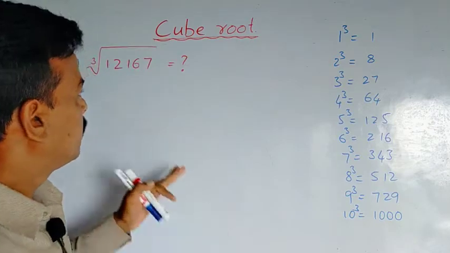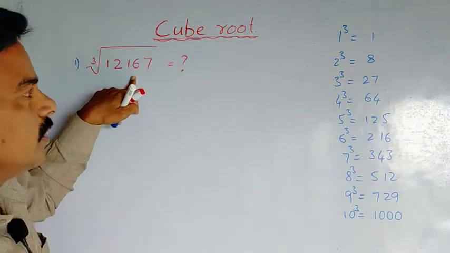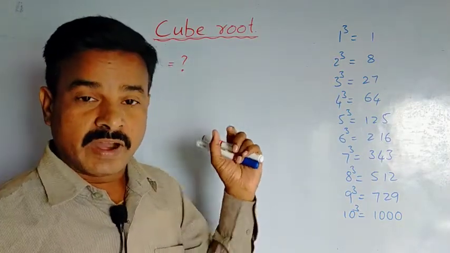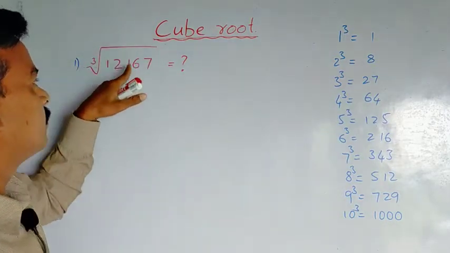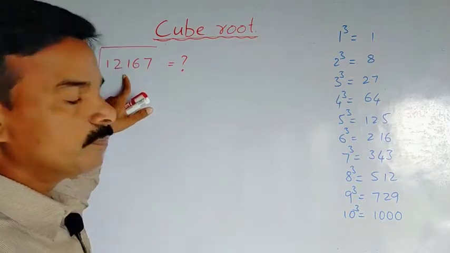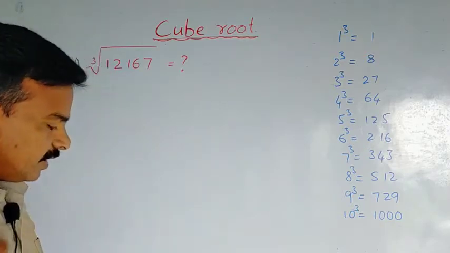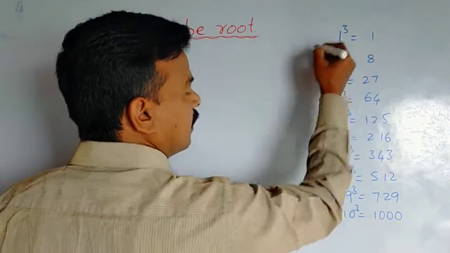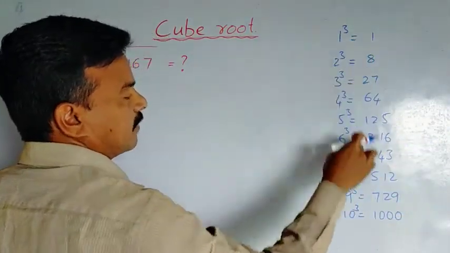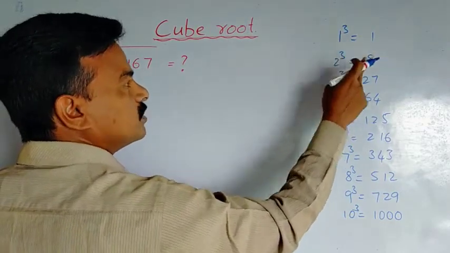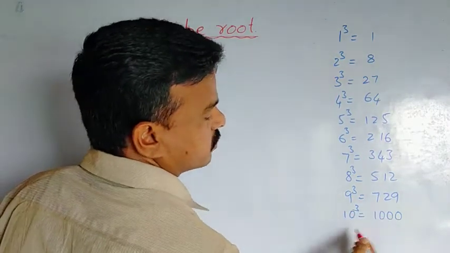Now we have to see the solution. How can we find the cube root of this number in one step? Here, to find this, we have two conditions. First, the given number must be a cubic number. And second, we should keep in mind these cubic numbers: 1 cube is equal to 1, 2 cube is equal to 8. These numbers we have to know first, up to 10 cube. 10 cube is equal to 1000.